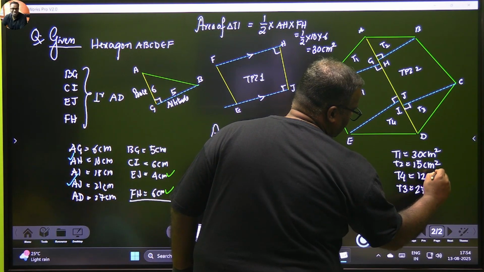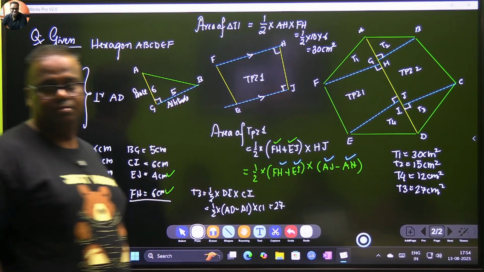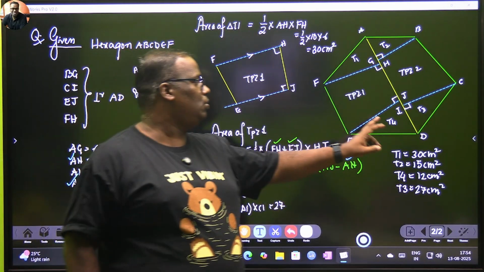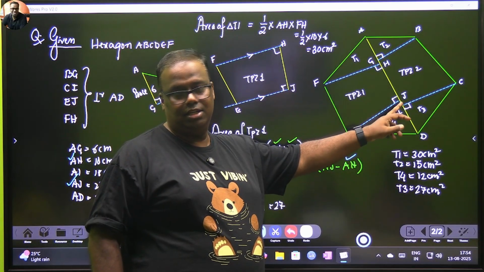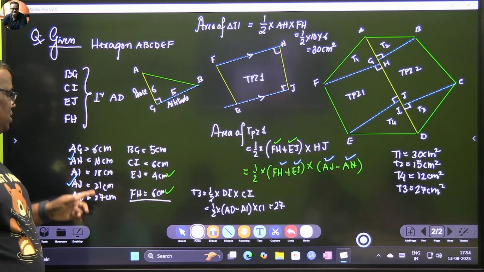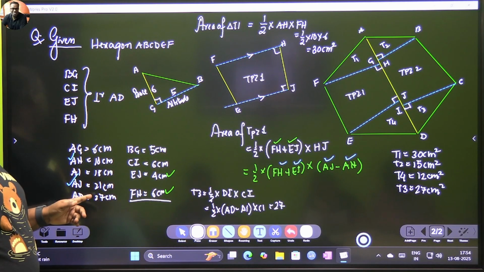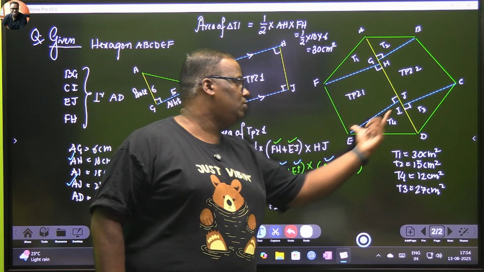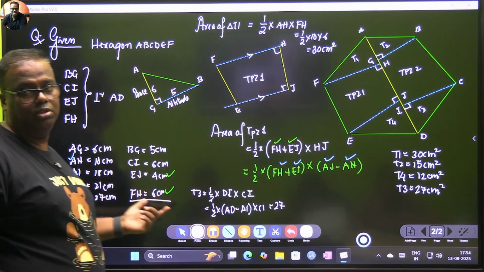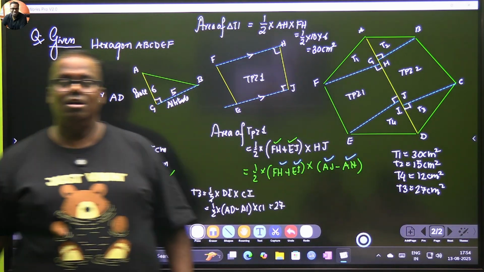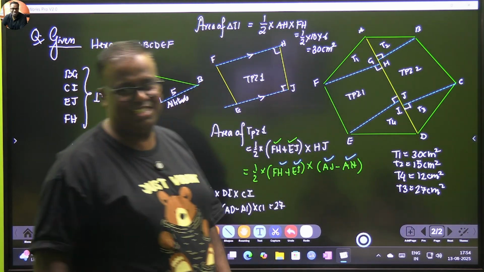Check. I may also be wrong. Should be 12. Half into how much? DJ. DJ is what? AD minus AJ. What is AD? 27. What is AJ? 21. 27 minus 21 is how much? 6. So 6 into half is 3 multiplied by this altitude EJ. EJ is 4. So 3 into 4 is 12. What wrong? Or karo mental mathematics.